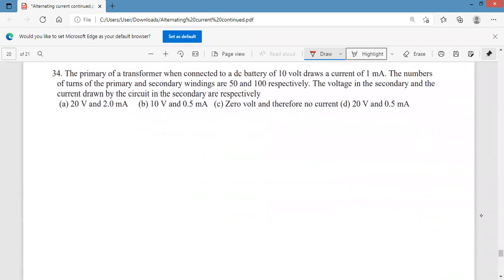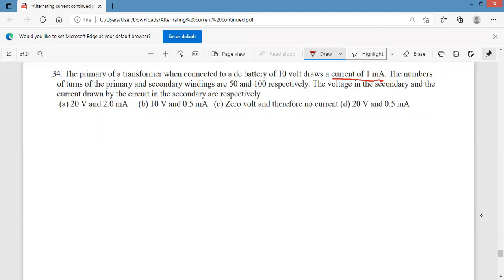Next, 34. A primary of a transformer when connected to a DC battery of 10 volt draws a current of 1 ampere. The number of turns of the primary and the secondary windings are 50 and 100 respectively. The voltage in the secondary and the current drawn by the circuit in the secondary are respectively.